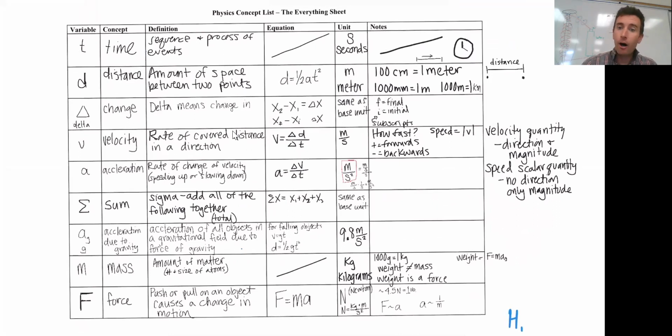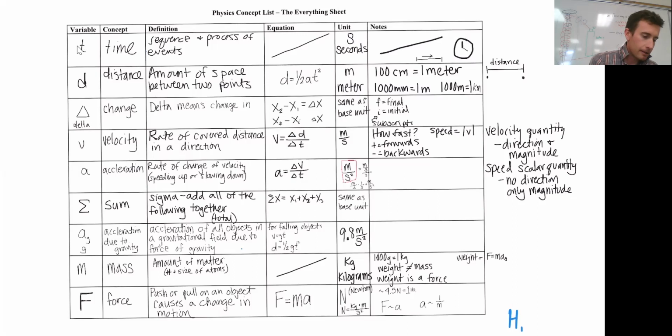We're going to add a whole bunch of new concepts. Every time during our class we come up with a new concept that we need to learn about, we will add it to our physics everything sheet so that you have that information available to you. So let's start at the very beginning. A very good place to start with time. In the beginning, there was time.